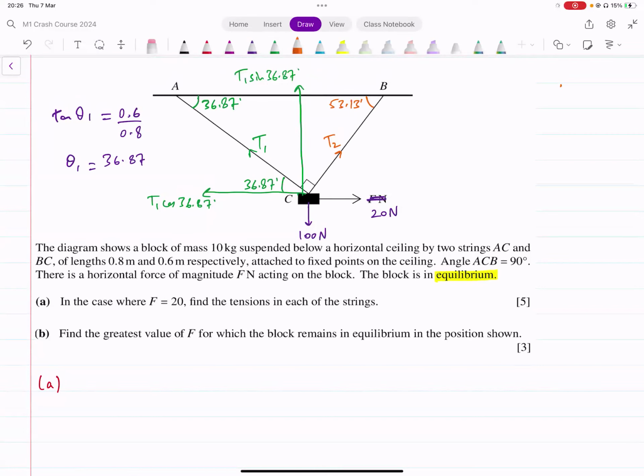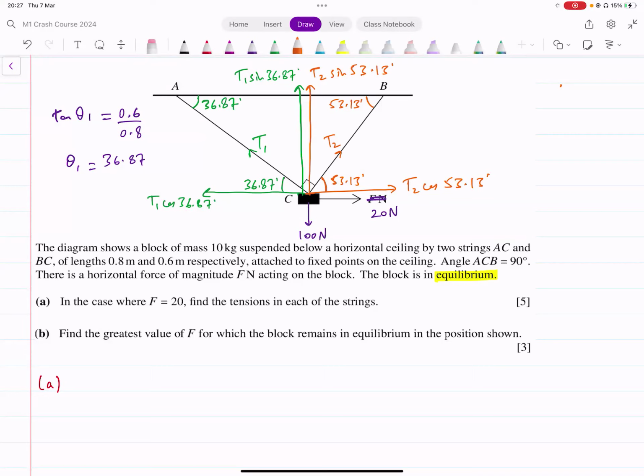Then what about T2? We have one component acting towards the right side and one component acting vertically upwards. Now, if this angle is 53.13, that means this is also 53.13. Again, alternate angles. The component adjacent to the angle, that is going to have cos. So we have T2 cos 53.13. And on this side, we have T2 sine 53.13. And that's it. These are all the forces resolved. Now we just have to equate the opposite forces.